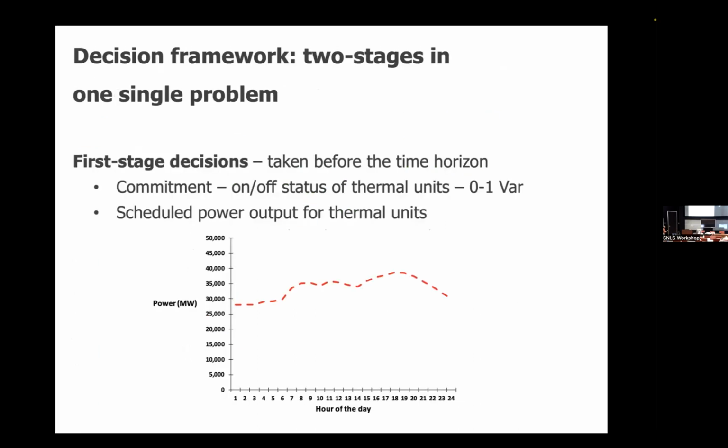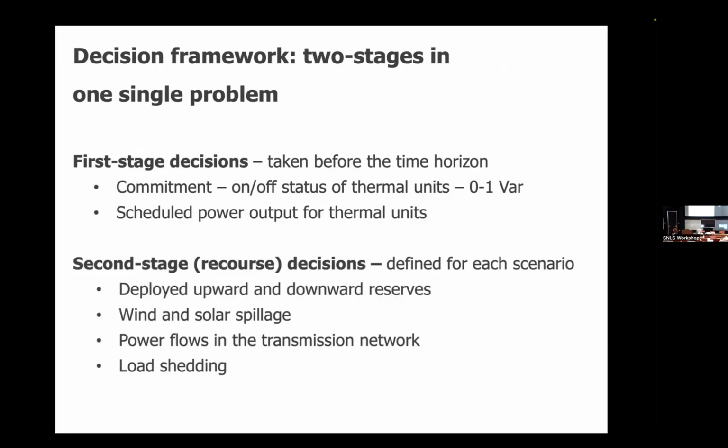So what are the first stage decisions? The first stage decisions are when the units are going to be on or off tomorrow. And so we have a total scheduled power for tomorrow, right? And then the second stage decisions are how much reserves we'll have for each unit. And reserves means how much each unit can go up or down, the wind and solar spillage, and what are the power flows in each network.